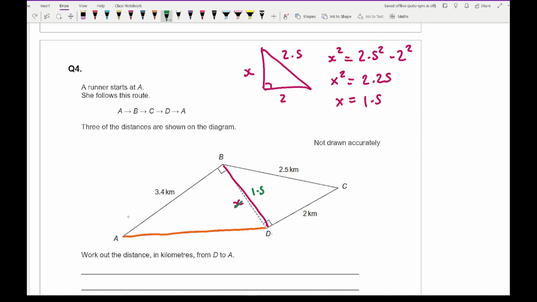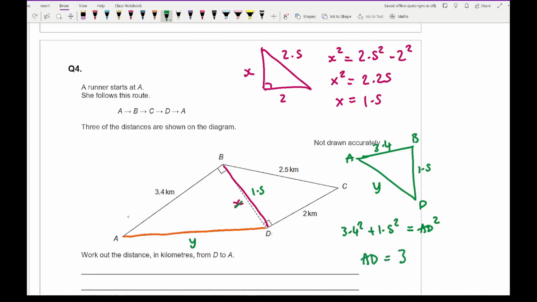Then if I take that triangle out, this triangle here, I know this length is 1.5, this length is 3.4, and let's call this side y, which is AD. So here I've got 3.4 squared plus 1.5 squared equals AD squared. So 3.4 squared plus 1.5 squared, and then square root the answer. I should have an answer that AD equals 3.7 kilometres, and that's to 1 decimal place.